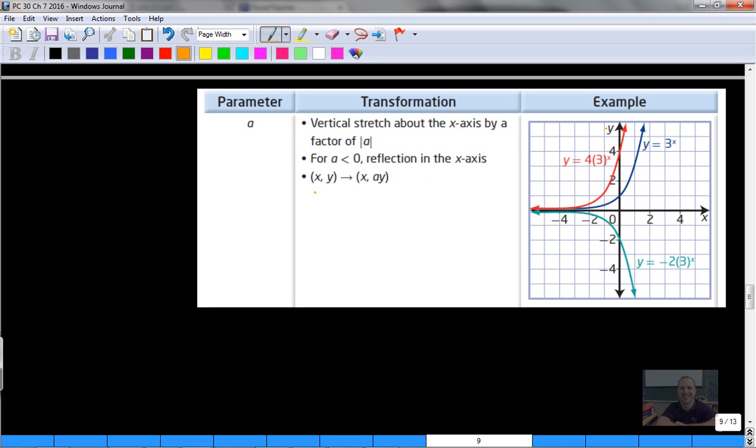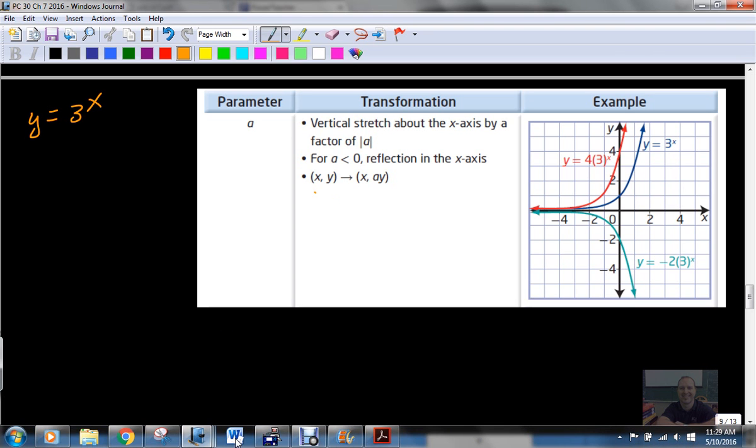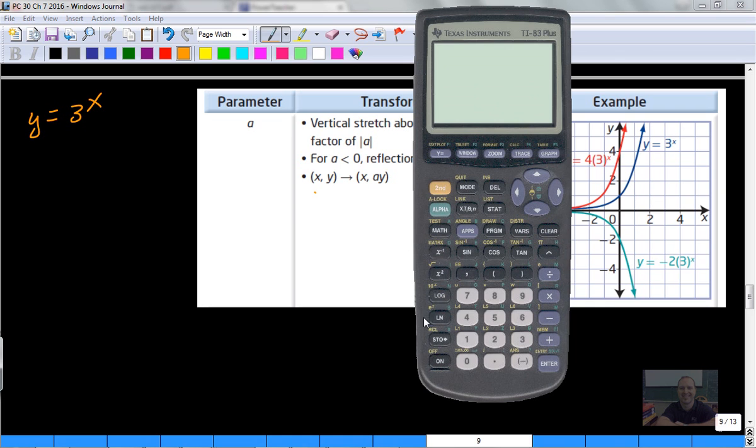And so on your calculator, why don't you go ahead and do this here? Y equals 3 to the power of x. We try that, and I have a few things up there already, but let's do 3 because they have 3 as the base function. Okay, so I'm going to clear these others.